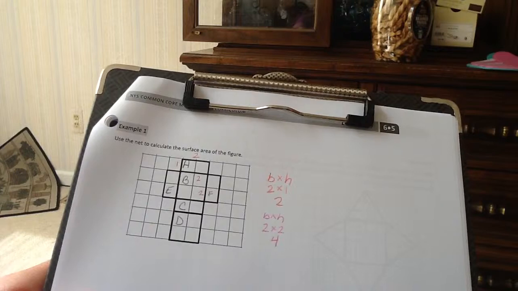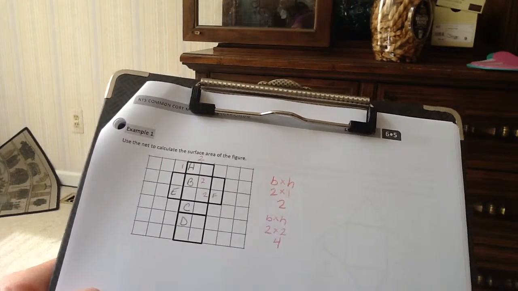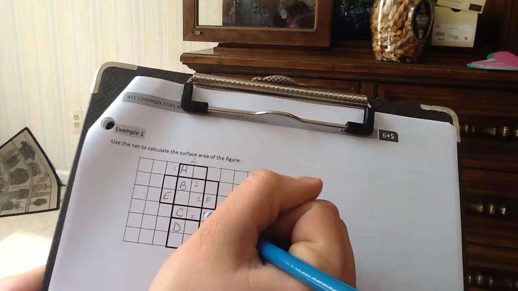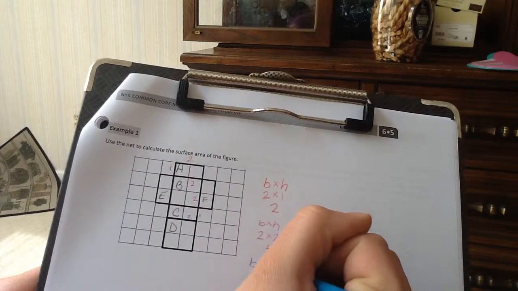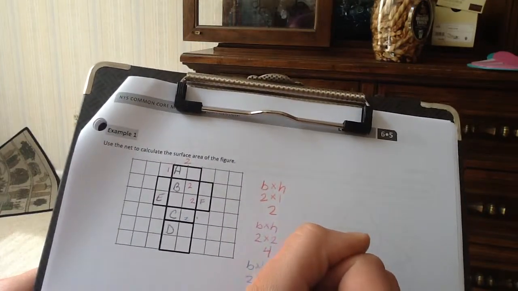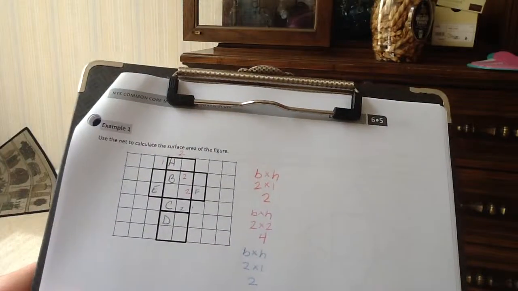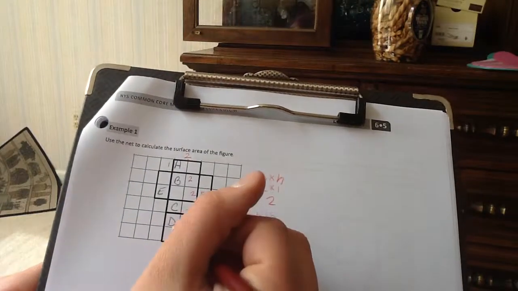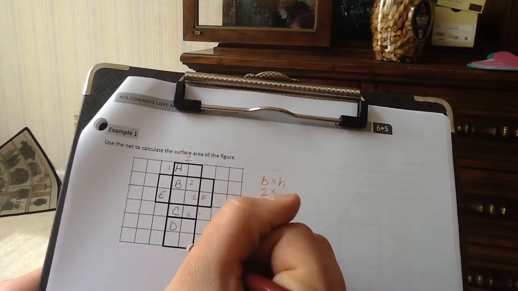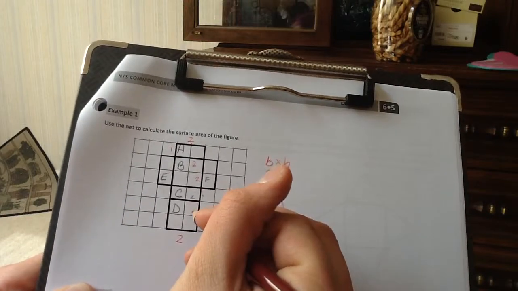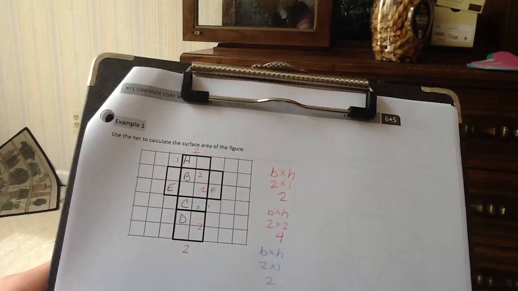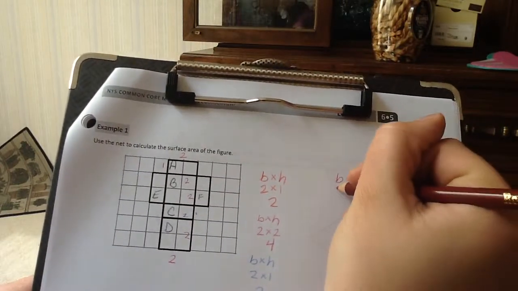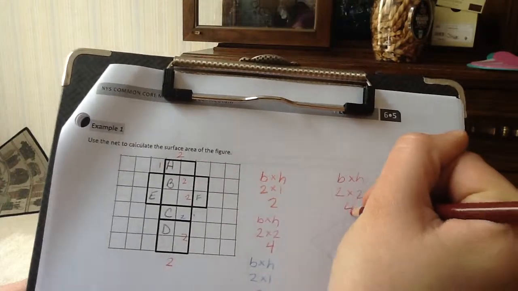For shape C, once again, you can see that my base is 2, my height is 1. So base times height equals 2 times 1, which gives me 2. Okay. Moving on to shape D. Once again, my base is 2. My height is also 2. So the base times the height of shape D is 2 times 2, which equals 4.